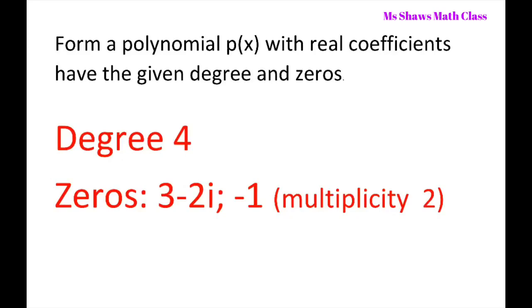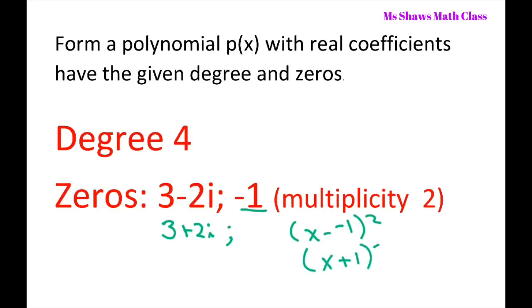Hi everyone, we're going to form a polynomial p of x with real coefficients that have the given degree and zeros. So before we get started, if one of our complex zeros is 3 minus 2i, that means our conjugate is 3 plus 2i. And also we have a zero at -1 with the multiplicity of 2. So that would be written as x minus a -1 squared, which is actually x plus 1 squared.